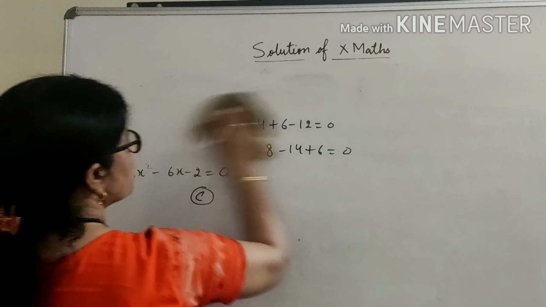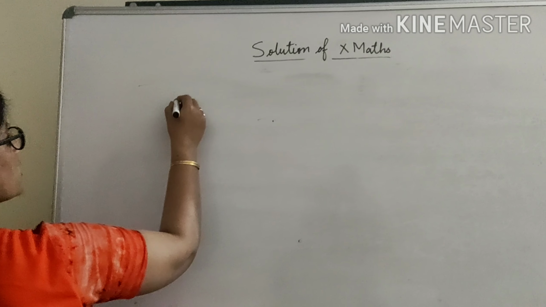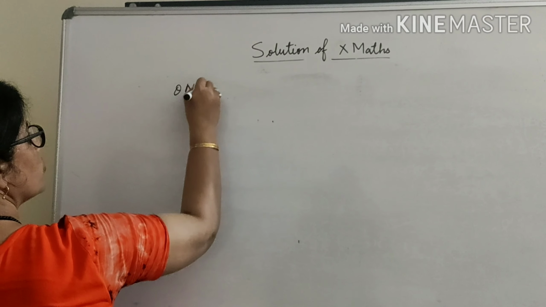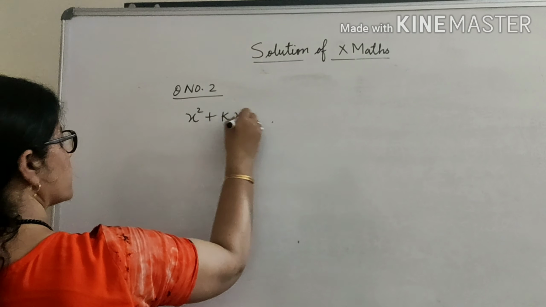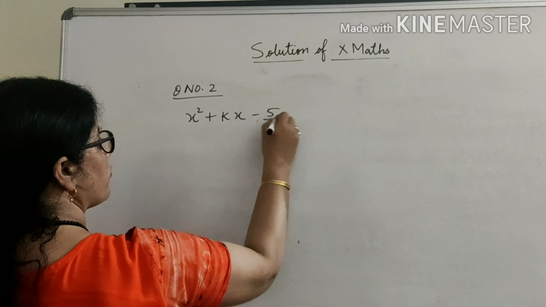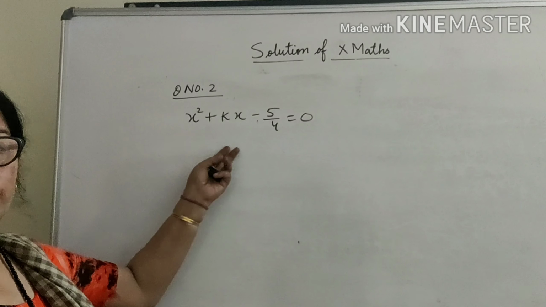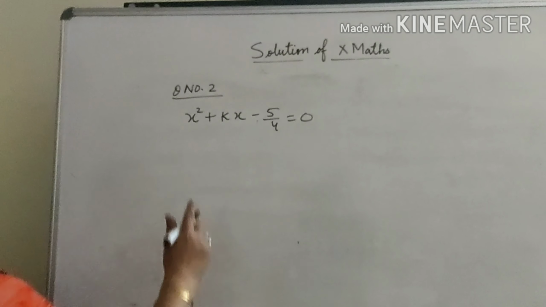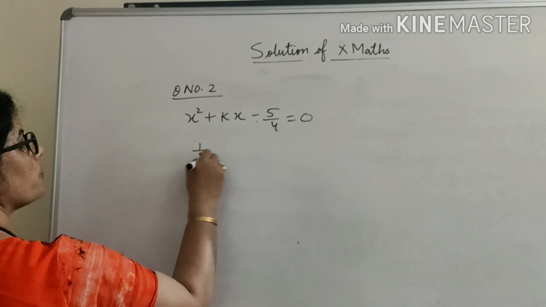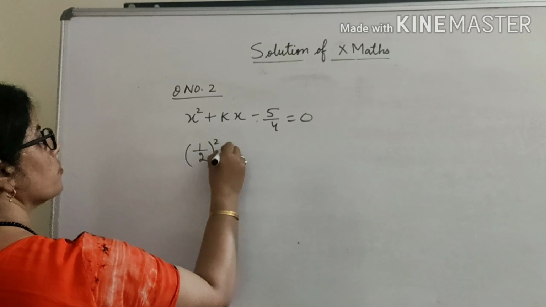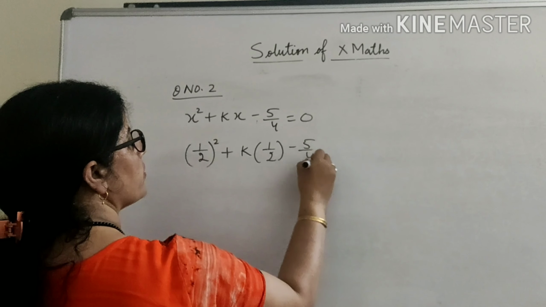Now question number 2. In question number 2 he is saying that half, that is 1 by 2, is the root of this equation: x square plus kx minus 5 by 4 equal to 0. And he is saying 1 by 2 is the root of the equation. Find k. As it is given that 1 by 2 is the root of the equation, it means in place of x, if we write 1 by 2, then LHS and RHS will remain equal. There will be no effect.